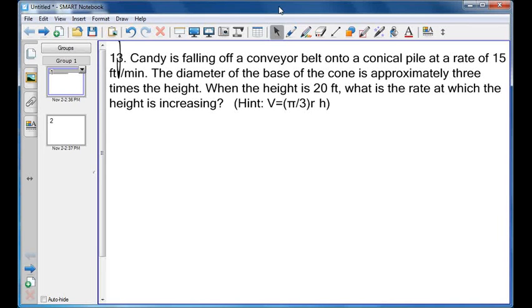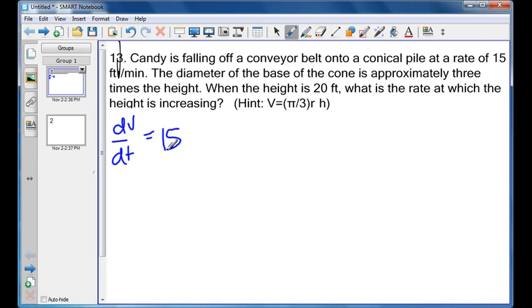Okay, I think this is probably the toughest question on the review sheet, so I want to try to walk you through it. It says candies falling off a conveyor belt onto a conical pile at a rate of 15, that should say cubic feet per minute. So that tells me that dV over dt is equal to 15. I know since it's cubic feet, it's talking about volume, and per minute tells me it's talking about a rate.